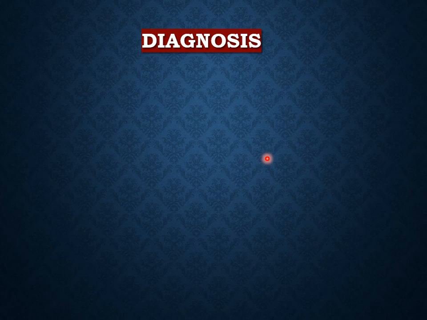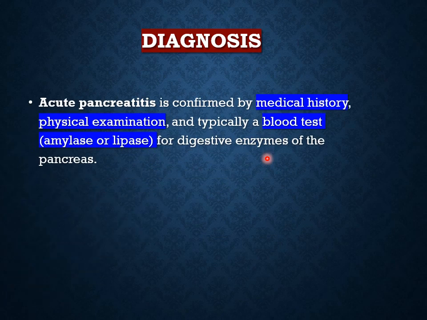Next, we come to the diagnosis of acute pancreatitis. Okay, acute pancreatitis is confirmed by the medical history. The severe pain, location of the pain, and vomiting are suggestive. And physical examination gives you severe tenderness and guarding, okay, in the epigastric and paraumbilical areas. And typically a blood test, either serum amylase or lipase, is confirmatory. So diagnosis is not a main problem as long as you think of it and do the blood test.